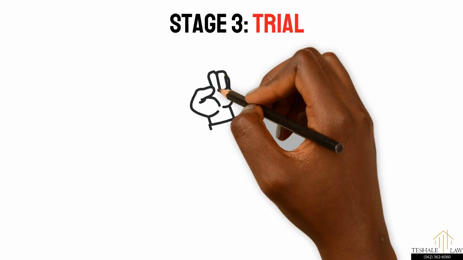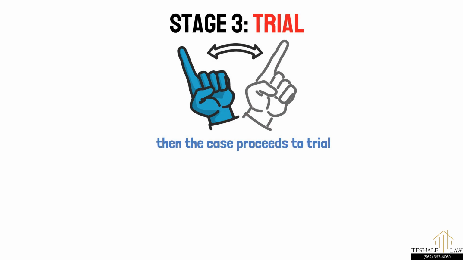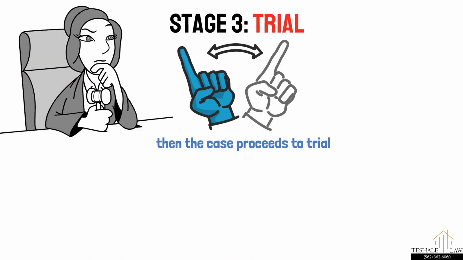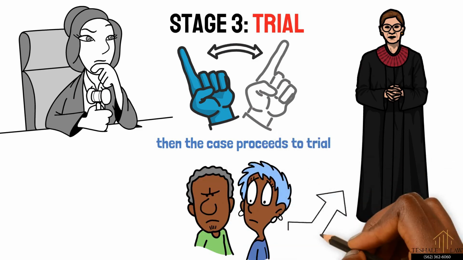Stage 3. Trial. If the parties are unable to reach a resolution through settlement negotiations, then the case can proceed to trial. Trials can be conducted either before a judge, a bench trial, or before a jury, a jury trial. Either party can demand that the case be heard by a jury.